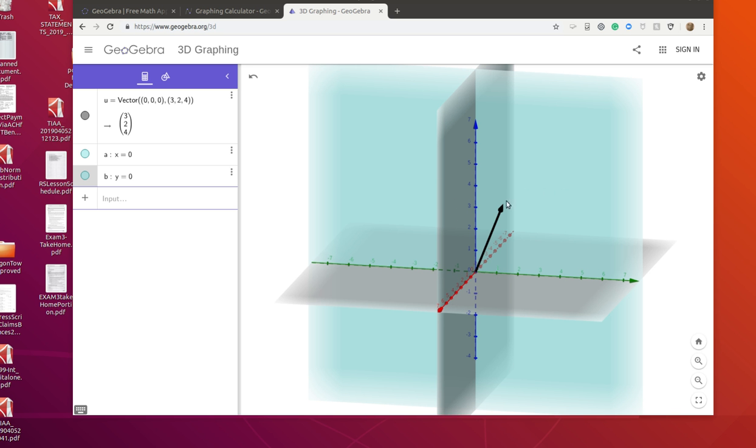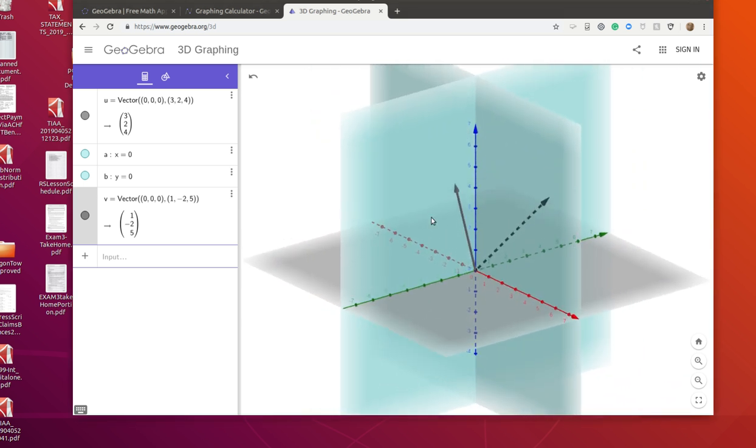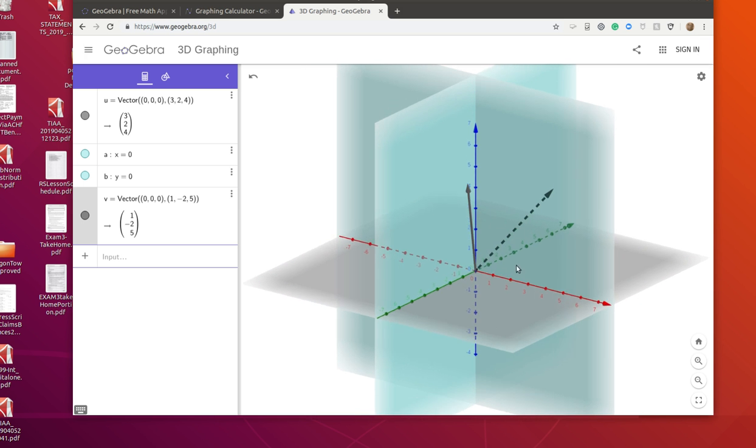So here we can see our point. It's sitting in this first octant. It's 3 in this direction, 2 in this direction, and 4 up in this direction. We're seeing it here. So here's a second vector showing the point 1, minus 2, 5. It's really over in this octant. Okay. Positive 1 in the x direction, minus 2 in the y direction, and 5 in the z direction.